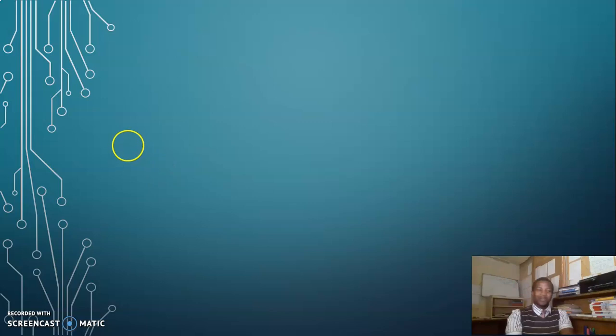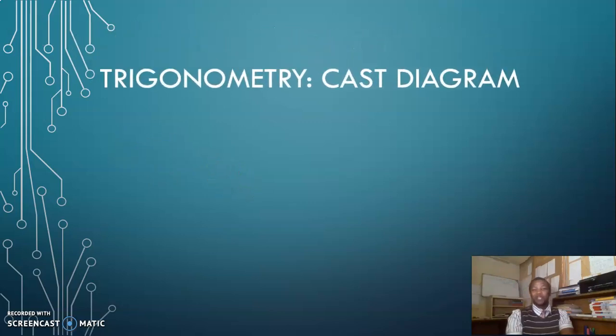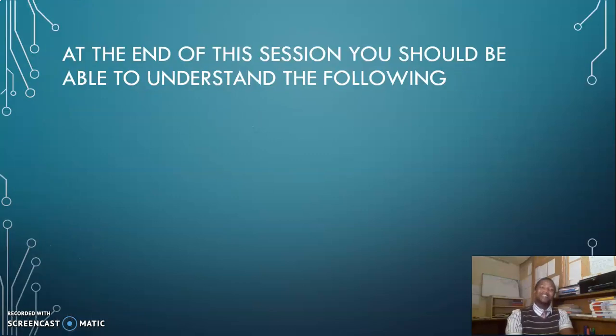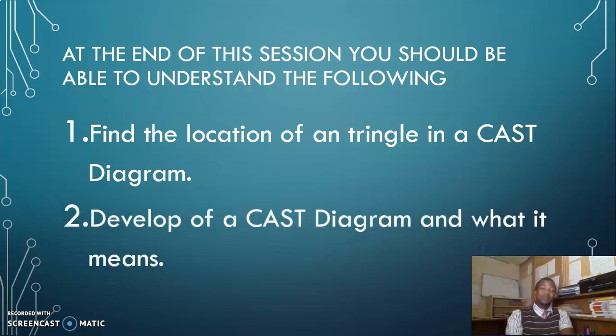Today we are going to be looking at trigonometry, and then in trigonometry we're going to be looking at the CAST diagram. And ladies and gentlemen, my name is Kondis Maktaba. At the end of this session, you should be able to understand the following. You must be able to find the location of a triangle in a CAST diagram, and then you must be able to develop a CAST diagram and know what it means.